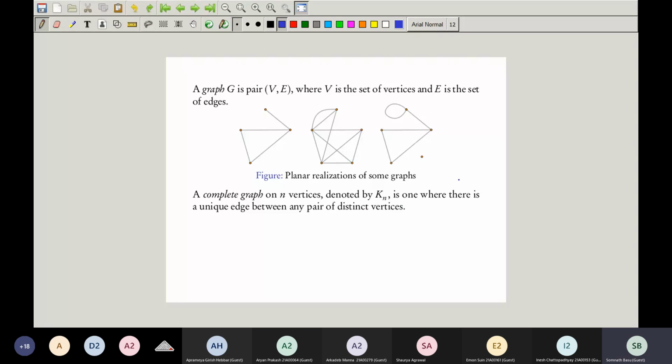So what would be a picture of K3, for example? Or let's start with K2. What would K2 look like? Maybe it's just a line segment. Yeah, so K2 basically is you have two vertices and you join them by an edge, and that's it. Now what is K3? A triangle. Yeah, so for K3 you basically have this, and then you join each, so you have three edges.